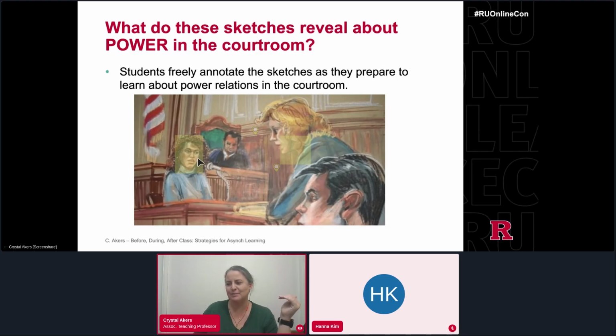Yes, the witness can't see everyone in the room. The judge is sitting behind her. Okay, so there are these yellow blotches in the picture.